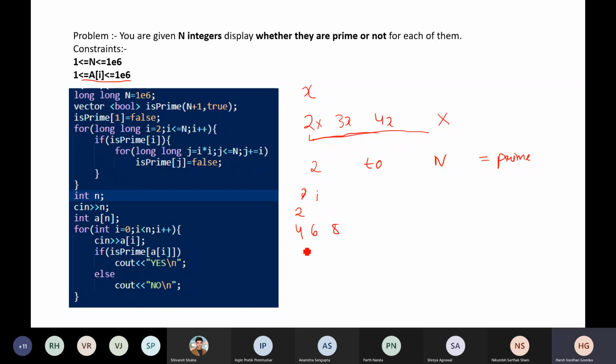Then similarly, I'll come to 3. 3 has not been marked as composite, so it is a prime. I'll mark all its multiples 6, 9, and 12. So this goes on like this. But you can see that I already marked 6 as composite, and I'm again marking it as a composite number. So can you think of a way I can be sure that I can skip this number 6?